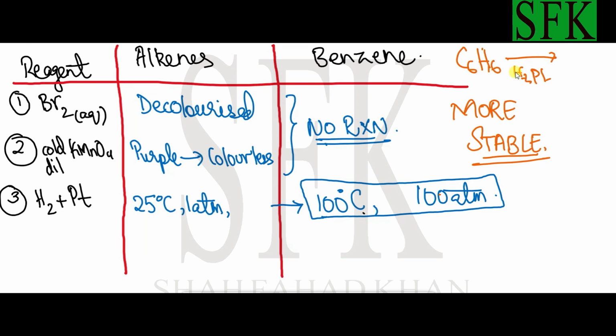Basically, when benzene gets hydrogenated in the presence of platinum catalyst at 100 degrees Celsius and 100 atmospheric pressure, it will get converted to cyclohexane, because hydrogenation occurs in all the carbon-carbon double bonds and they are converted into an alkane, a cycloalkane, which is cyclohexane. So these reactions suggest the very high stability of benzene. Benzene wants to stay as benzene and does not react easily with any of these reagents, and it reacts only at very high temperature and high pressure with platinum and hydrogen gas.